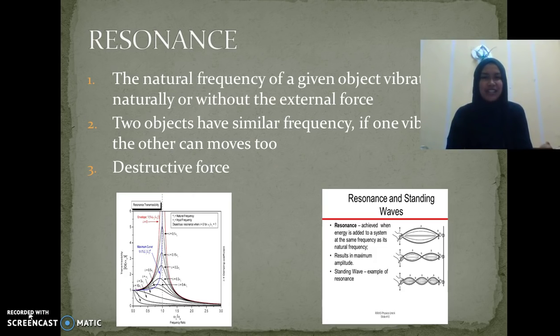And the last one is resonance. The natural frequency of a given object is the frequency at which it vibrates naturally, without an external force. If two objects have a similar frequency and one vibrates, the other one can move too.